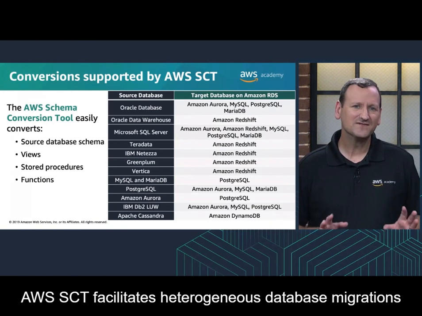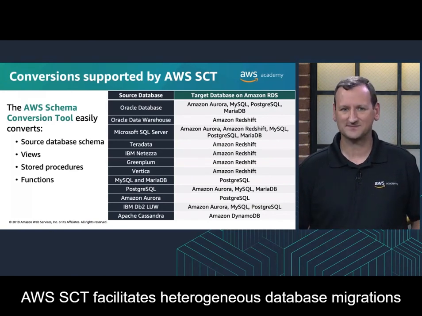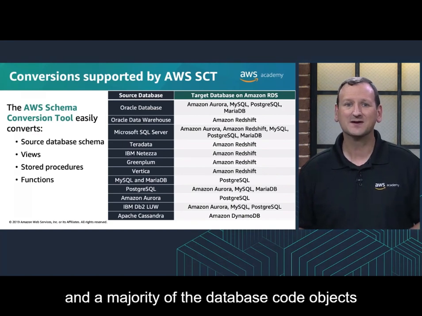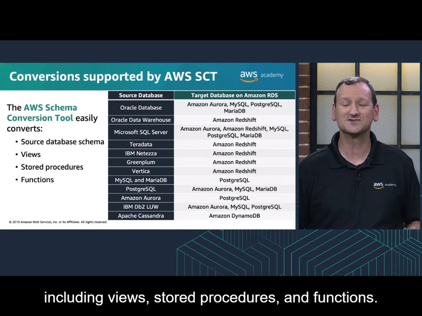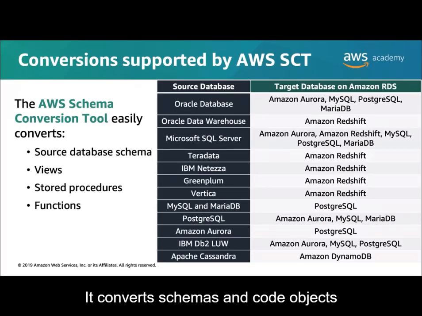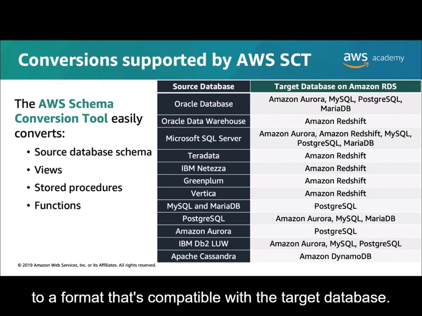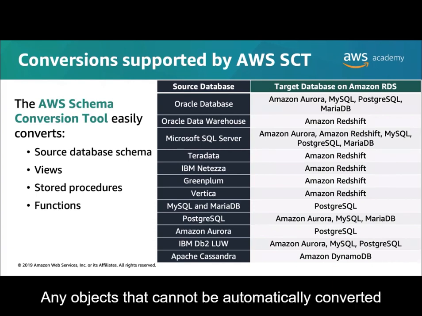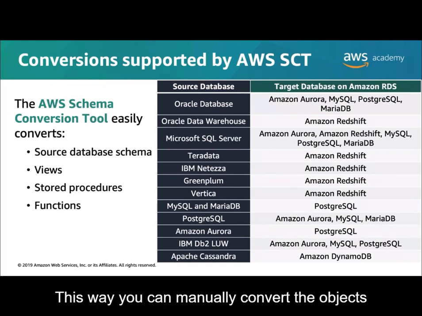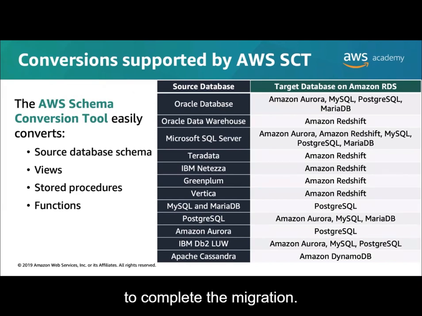AWS SCT facilitates heterogeneous database migrations by automatically converting the source database schema and a majority of the database code objects, including views, stored procedures, and functions. It converts schemas and code objects to a format that's compatible with the target database. Any objects that cannot be automatically converted, such as database-specific scalar functions, are clearly marked. This way, you can manually convert the objects to complete the migration.